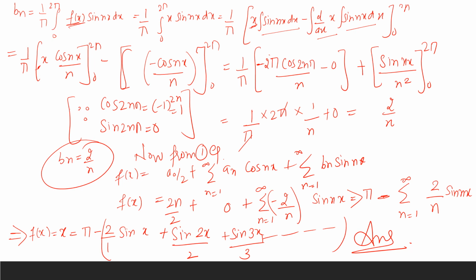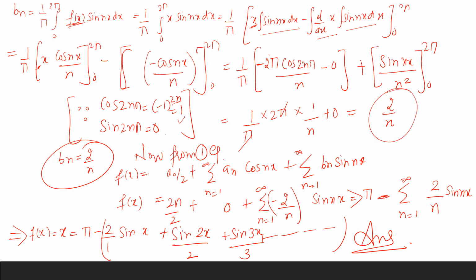Then we put the values of 2π and 0 here. You know that cos 2nπ is equal to 1, because 2n is even, so the answer will be positive 1. sin 2nπ is equal to 0. We put the respective values here in the integration. When we solve all these values, we get 2/n. The value of bn is equal to -2/n.